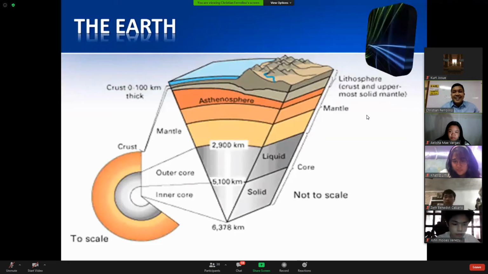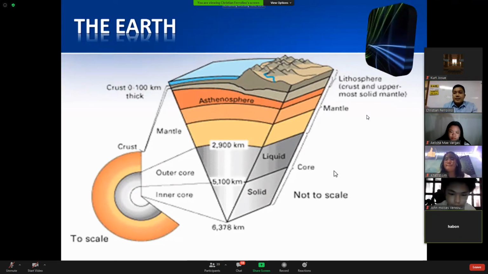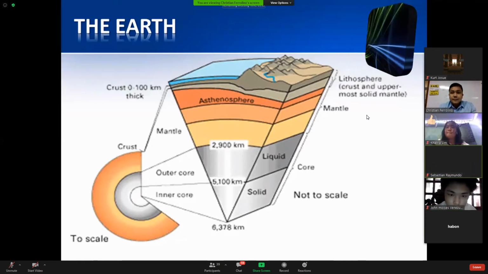Okay. So first, we look at now the structures of the Earth. So tingnan natin yung diagram. Can you see the diagram? Yes, po. Diagram.